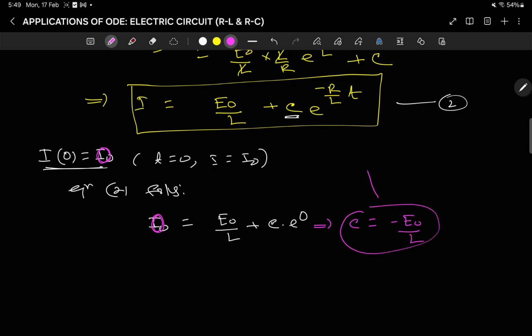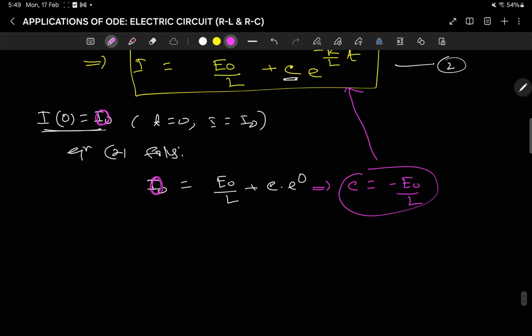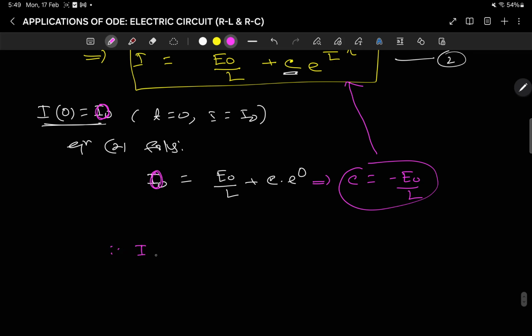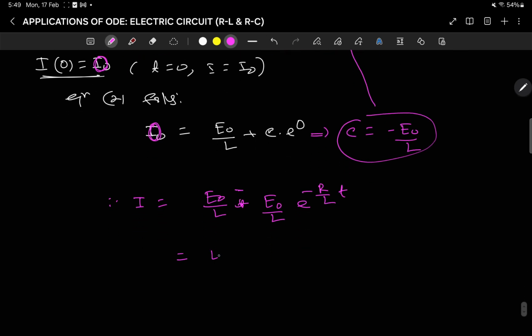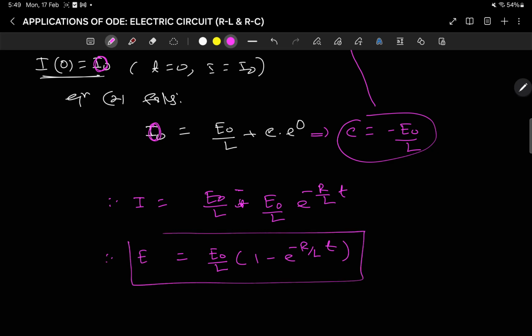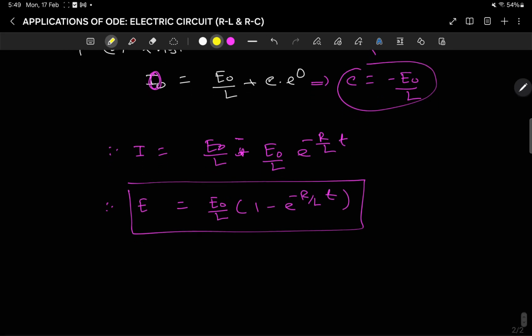Now we substitute this C here. Therefore I is equal to E0 by L plus C, which is minus E0 by L, times e to the power minus R by L t. So this is equal to E0 by L taken common, times 1 minus e to the power minus R by L t. Therefore I is equal to this, which is the solution of the RL circuit.